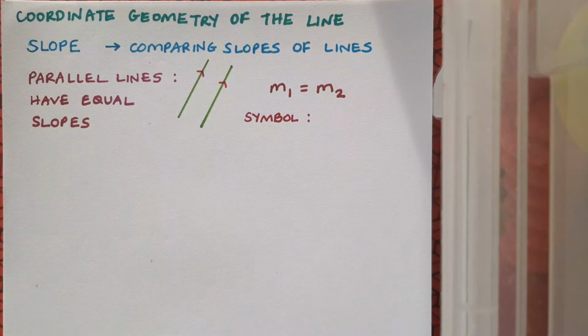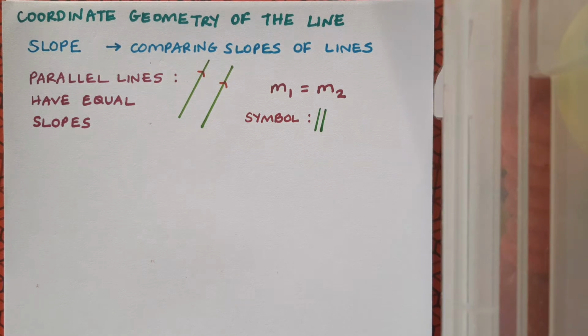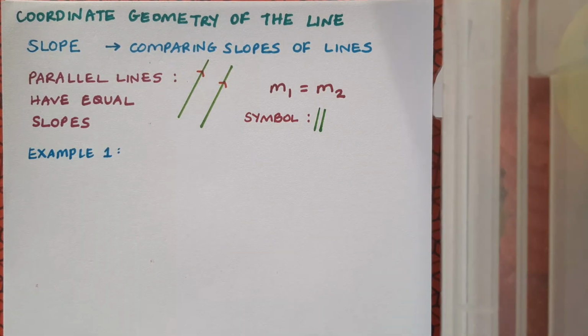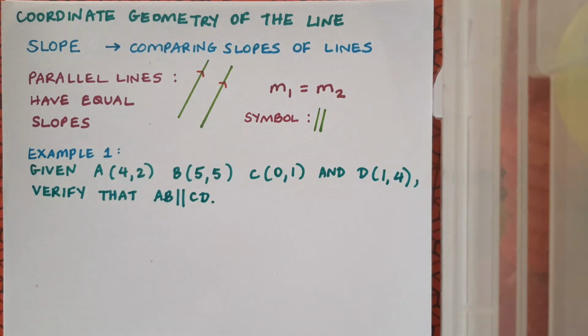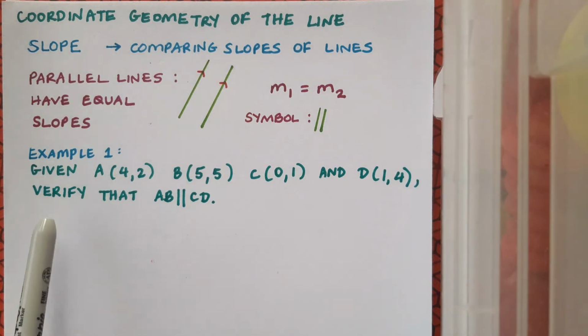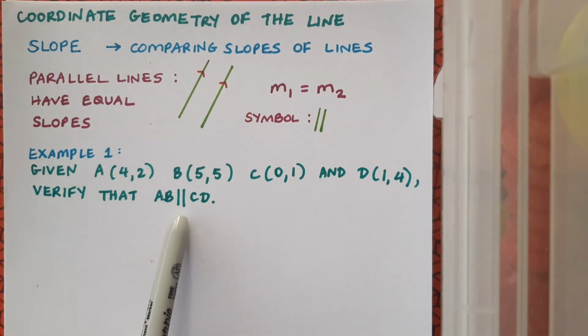We also have a symbol for parallel lines, and the symbol for parallel lines actually looks like a pair of parallel lines, so it's really easy to remember. So let's look at an example. Our example says, given A (4, 2), B (5, 5), C (0, 1), and D (1, 4), so these are my 4 points, verify that AB is parallel to CD. Verify just means check or show, and here we see our symbol for parallel.